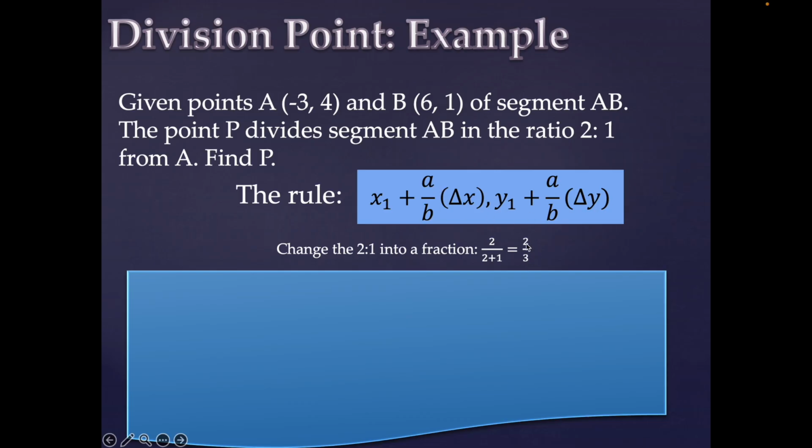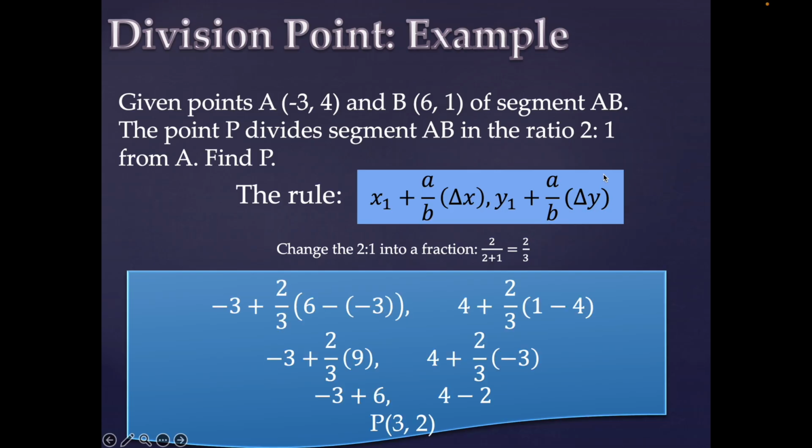The next thing that you need to know when you're using this rule is you do have to label your A x1, y1, and your B x2, y2, plugging it into delta x, meaning x2 minus x1, and plugging it into delta y, meaning y2 minus y1. Showing your work correctly, this is what it should look like. You have your coordinates for x for the division point. You have your coordinates for y for the division point. Remembering that you do your brackets first and then you multiply your fraction inside the brackets.